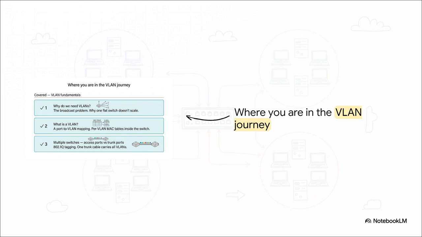We started out with a noisy, flat broadcast domain that wasted CPU cycles and had zero privacy. We fixed that by essentially turning one physical switch into multiple virtual switches, using isolated MAC tables based on super simple port assignments. And then we figured out how to scale the whole thing elegantly across multiple floors using a single trunk cable and those magical 4-byte 802.1Q tags.